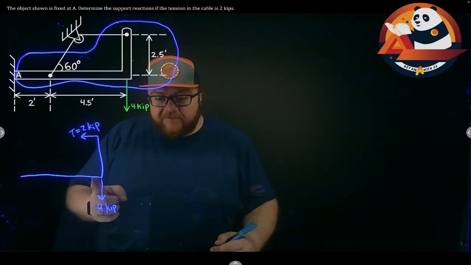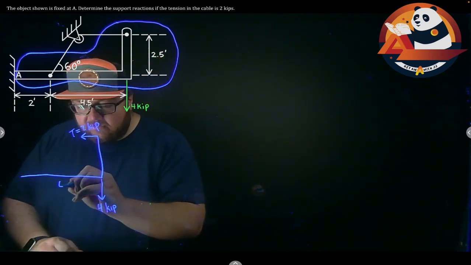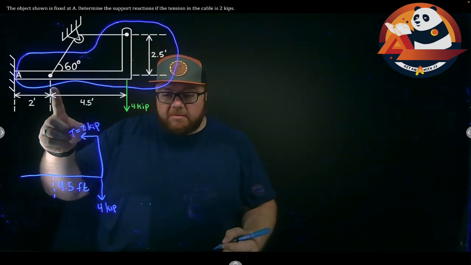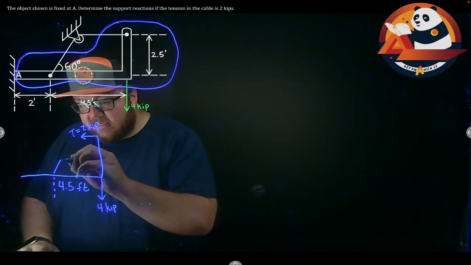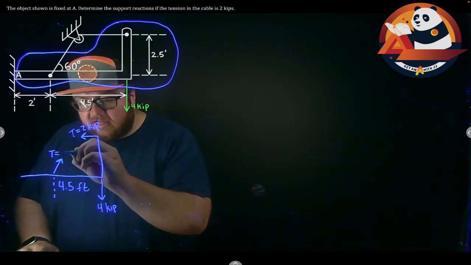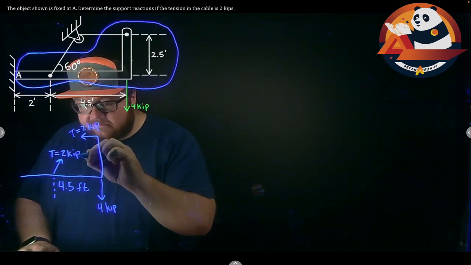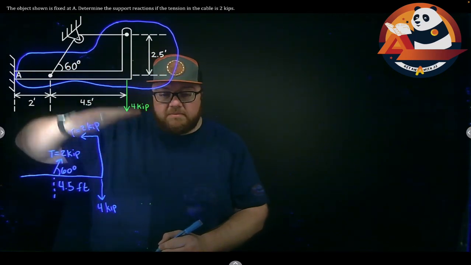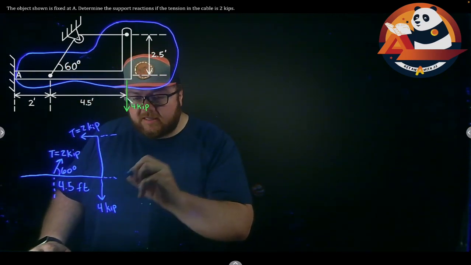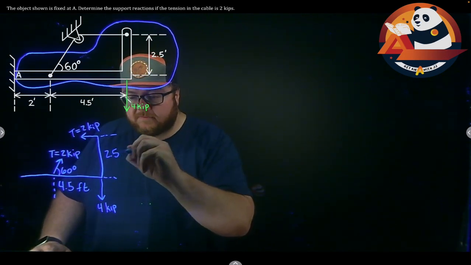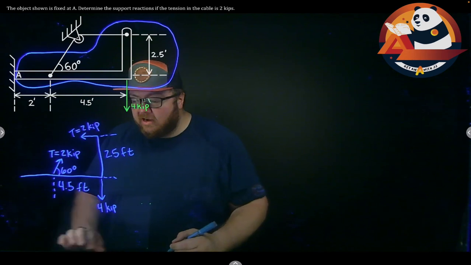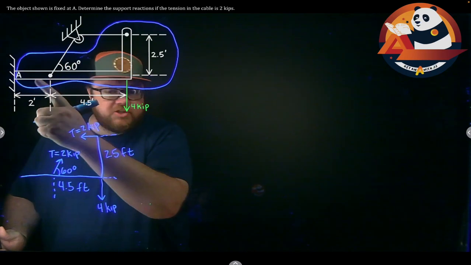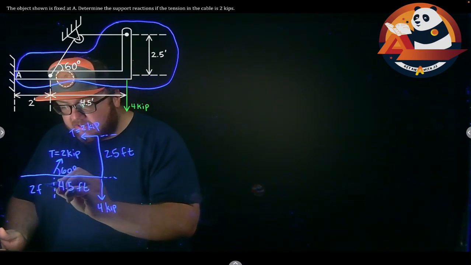If I go to the left from the bottom right corner, 4.5 feet, I'm going to get to the cable again. It comes out of there at a 60-degree angle. T still equals 2 kips, but now it's oriented at a 60-degree angle. Also, my height from the bottom to the top, T, is 2.5 feet. So we can label that. Finally, the last thing I need from the bottom cable to the left edge to A, I know it's 2 feet. That's given to us, 2 feet.